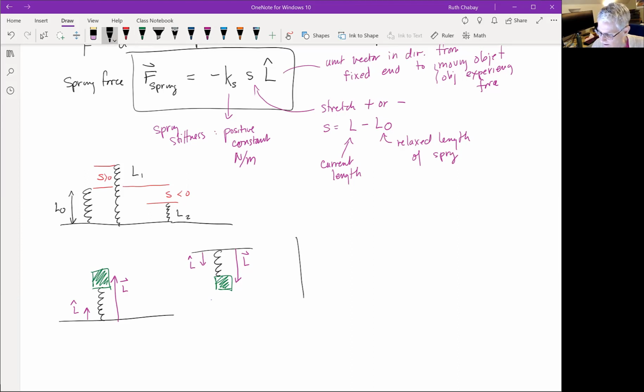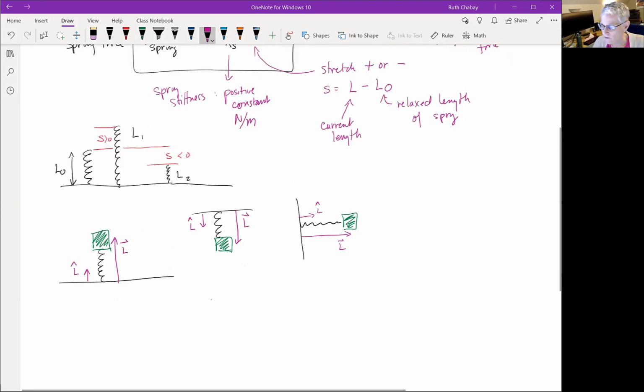If we had a horizontal spring, then we'd have the vector L, and therefore L hat going that way. And notice that it doesn't matter whether the spring is compressed or stretched, since the unit vector L is always pointing in the direction from the fixed end to the moving end, its direction is going to stay the same no matter what's happening to the spring.